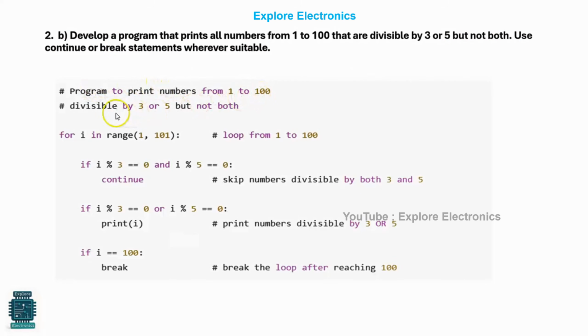Program to print numbers from 1 to 100 divisible by 3 or 5 but not both. Let us see. For i in range 1 to 101, I am taking the range 1 to 101. It loops from 1 to 100. Clear? The next step is if i modulus 3 equal to 0 and i modulus 5 equal to 0, which means if the number is divisible by both, it will continue. Clear? After that, if it is divisible by 3 or 5, it will print the number.